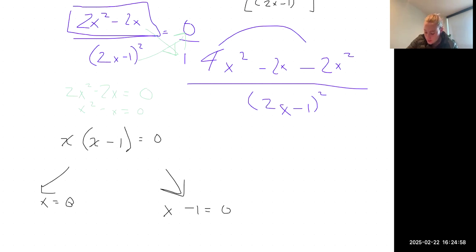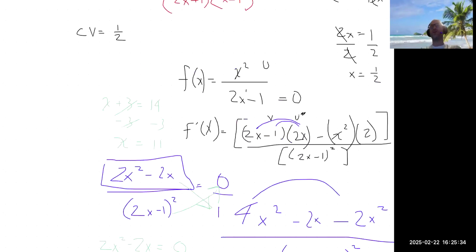So x equals 0 and x equals 1. And x equals a half. Those are all critical values, yes. X equals negative a half is where it's undefined. No, I'm sorry, I misspoke. That was supposed to be positive one half. Yeah, the critical value is one half.